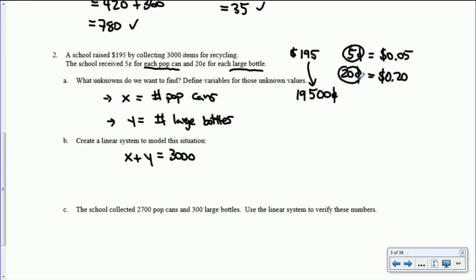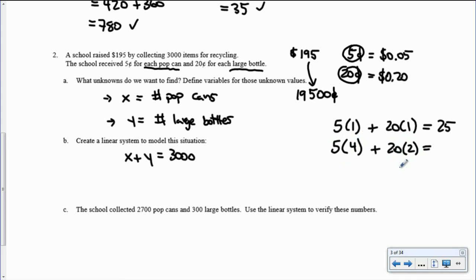So suppose we collected one pop can and one large bottle. So if we collected one pop can and one large bottle, how much do we make? 25 cents, right? If we collected, say, 4 pop cans and 2 large bottles, we would have 20 plus 40, so it'd be 60. Okay, so you get the idea, right?